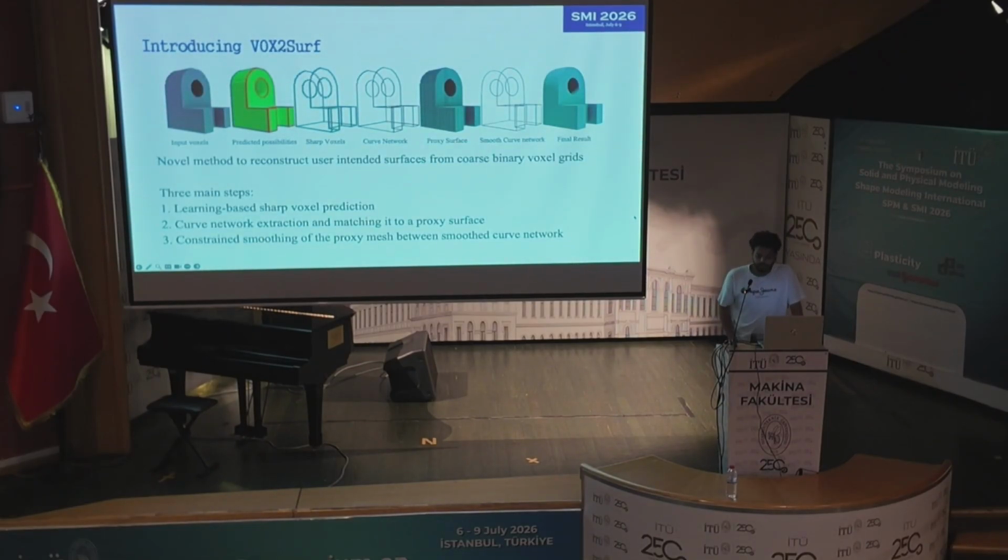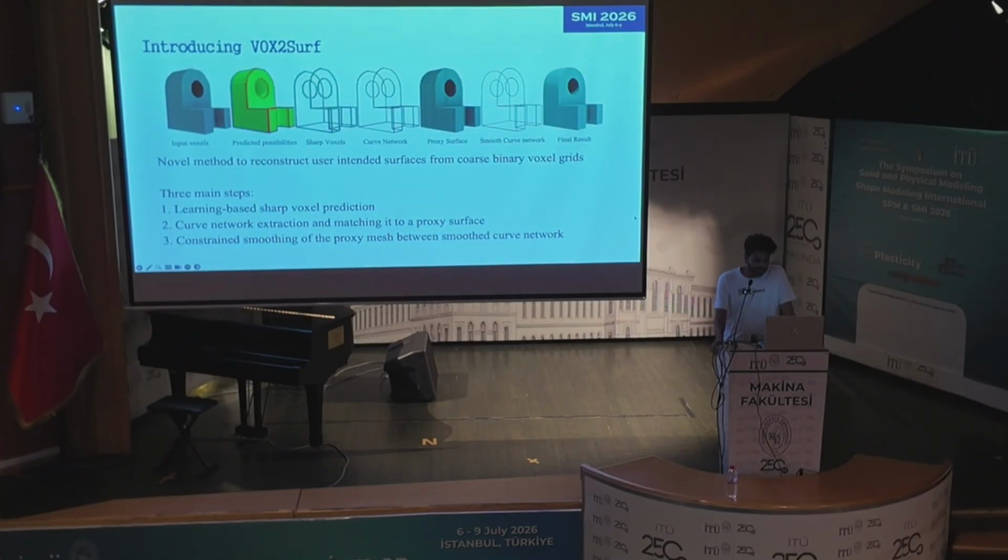So we introduce Vox to Surf, a novel method to reconstruct feature preserving piecewise smooth surfaces from binary voxel grids. Our method automatically converts voxels into piecewise smooth shapes while preserving viewer intended sharp features. But mathematically, all the edges of a voxel surface are sharp, but only a few appear to be sharp to the viewer. We address this challenge in three main steps.